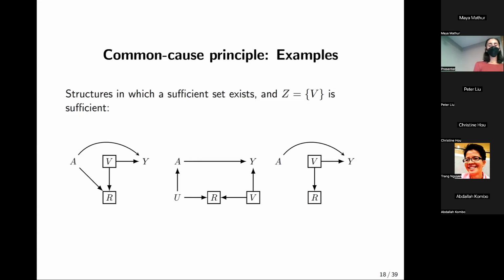Okay, so here are a few examples. These are three cases where a sufficient set does exist. And in each of these cases, I've boxed V because it is exactly the set V, right? The common causes of R and Y that are not affected by A. And so in each of these cases, indeed, controlling for V would suffice to eliminate selection bias. And the interesting thing is we don't actually have to know exactly which of these structures we're in to apply that result. We would need to ask ourselves simply, what are the variables that cause both R and Y? And it doesn't really matter which exactly of these we have.